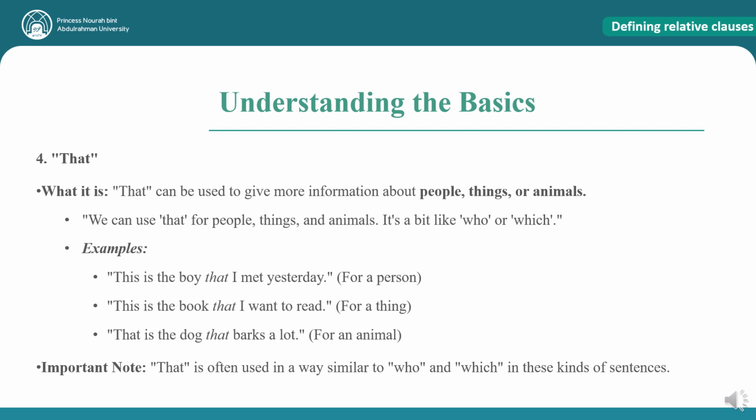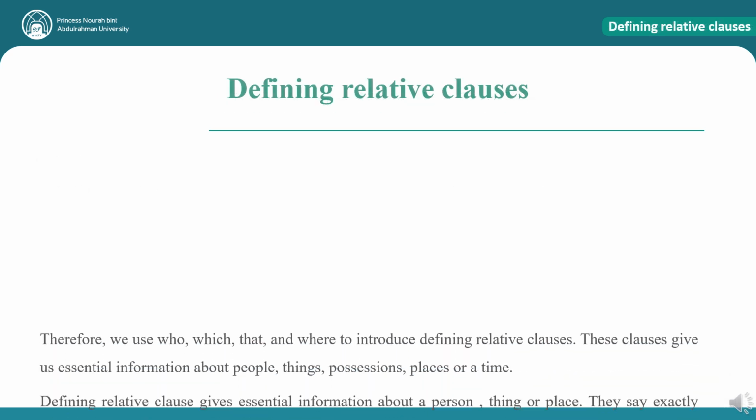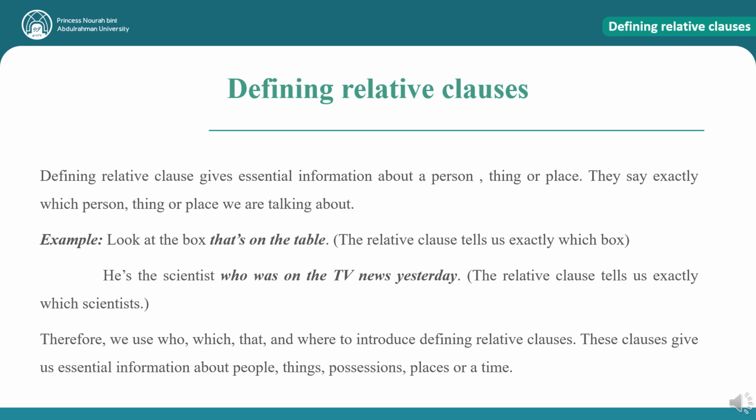Elicit sentences. Remember, who equals people, which equals things, animals. Where equals places, that equals people, things, animals. Now let's see how these words help us make defining relative clauses. This sounds difficult, but it's not. A defining relative clause gives us important information about a person, thing, or place. It tells us exactly which one we are talking about.